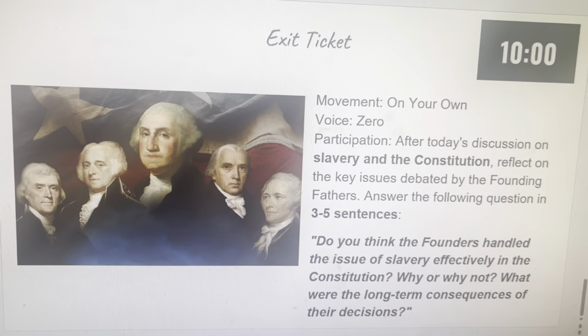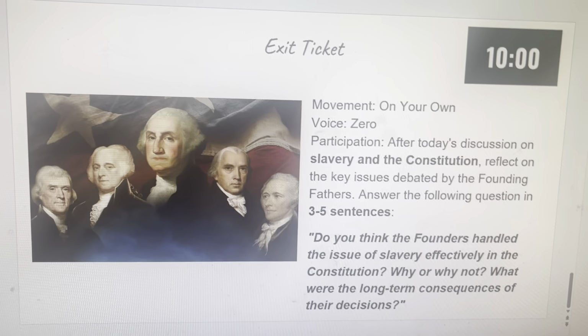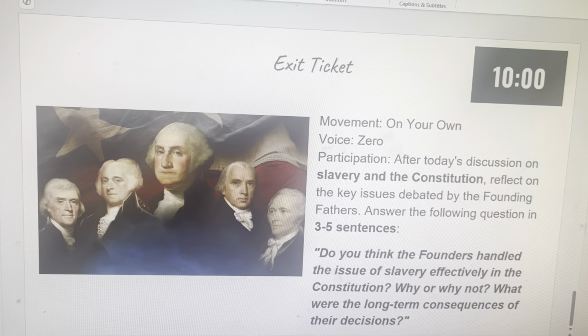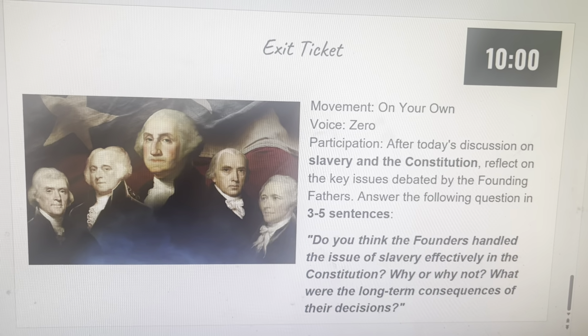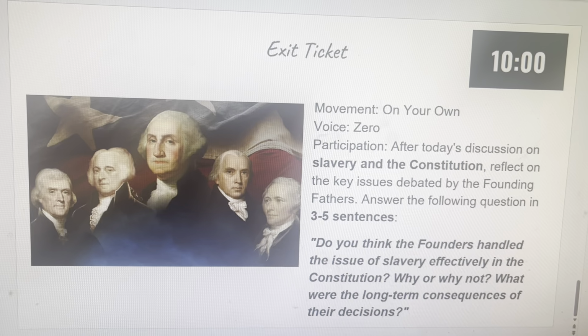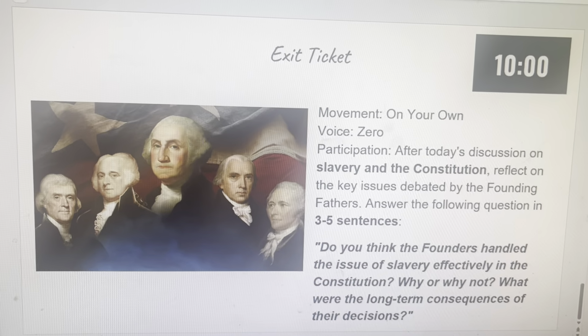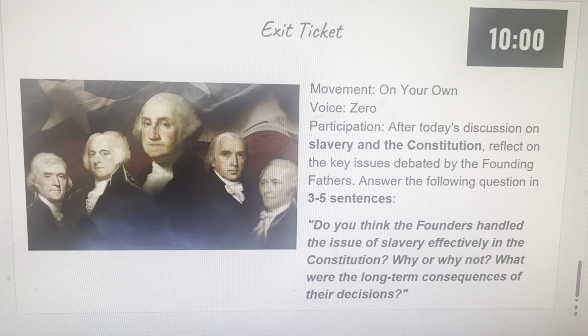The last one will be our exit ticket. That's the last 10 minutes of class. They will be asked, do you think the founders handled the issue of slavery effectively in the Constitution? Why or why not? They will need to answer that question in 3 to 5 sentences before the end of class is over.